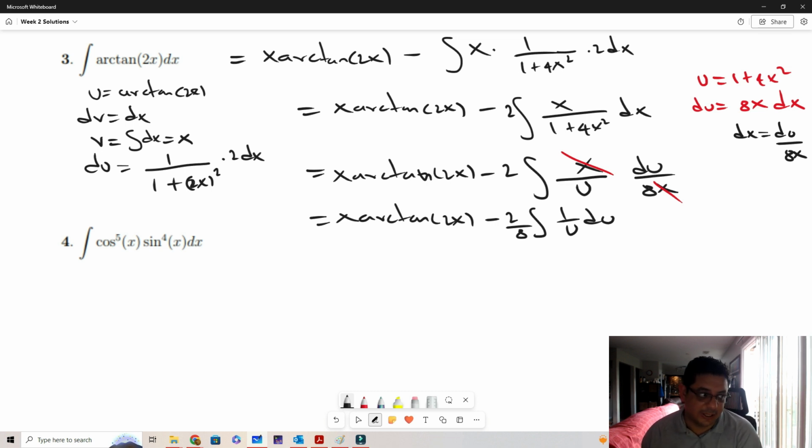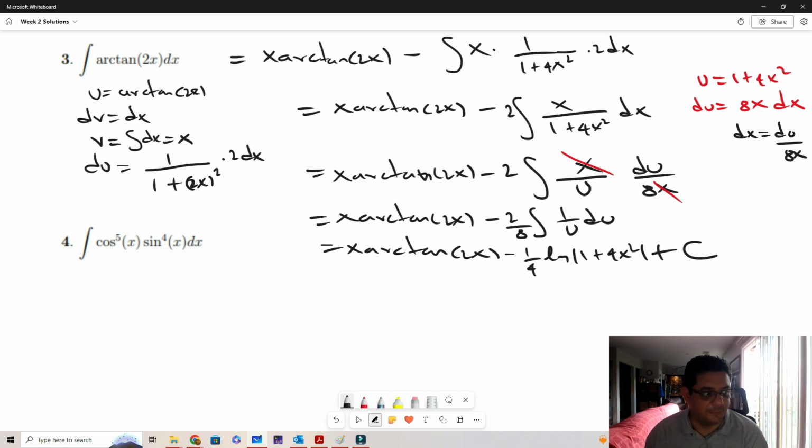And then I can go back to the original variable here. So x arctangent of 2x minus 1 over 4 log of u. Remember, u is 1 plus 4x squared. So I get to do that, and then plus c. And so that's the end of that integral.